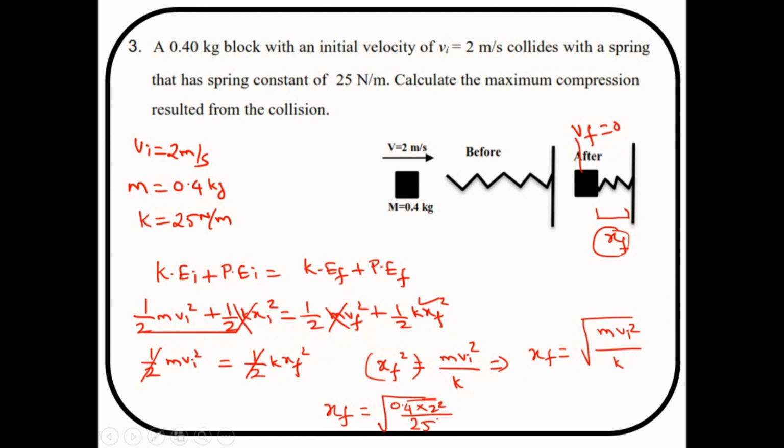So now I have to calculate to get the value of x_f. Square root of 0.4 multiplied with 2 square over 25. So I got the answer as 0.253, and its unit is meter. So this is the answer for this question. Clear?